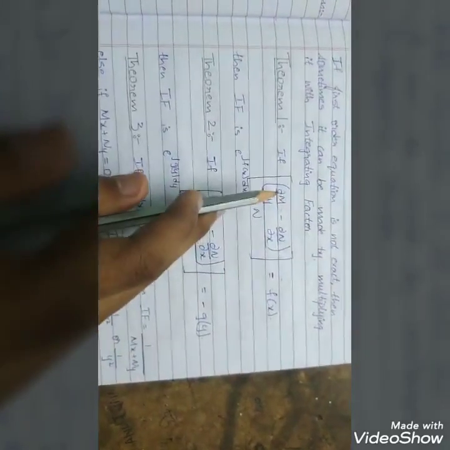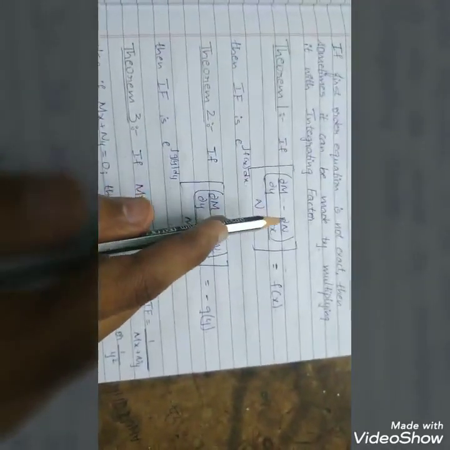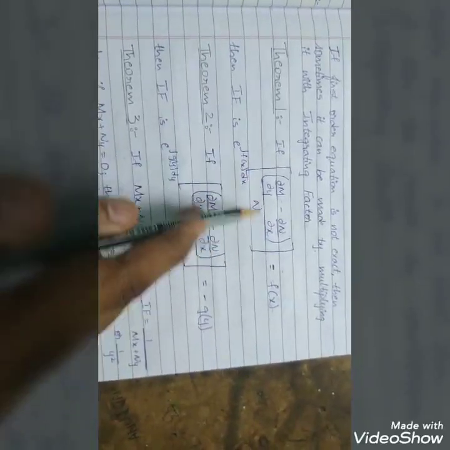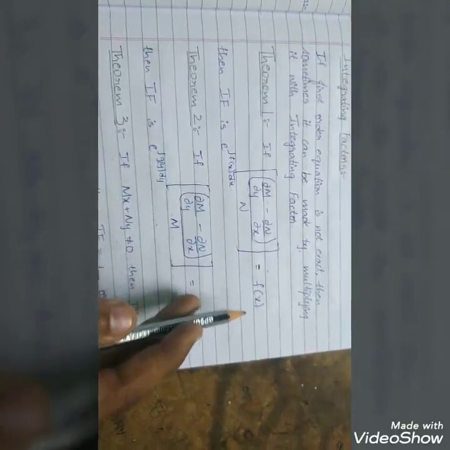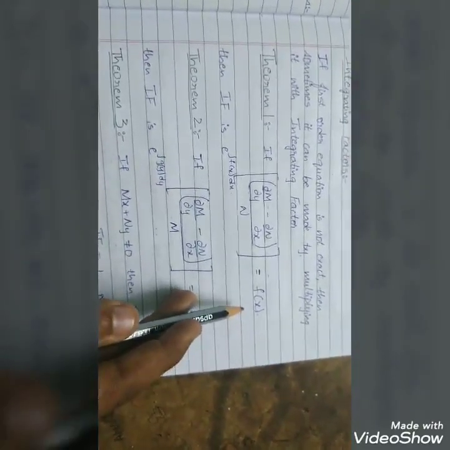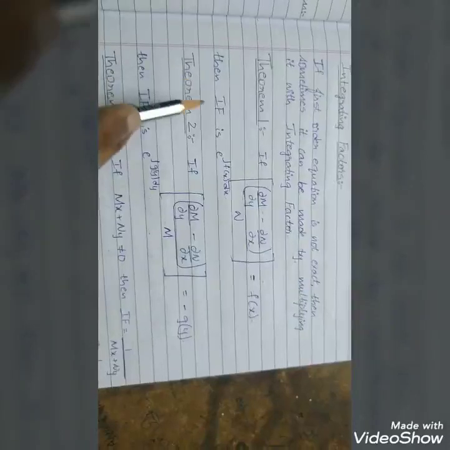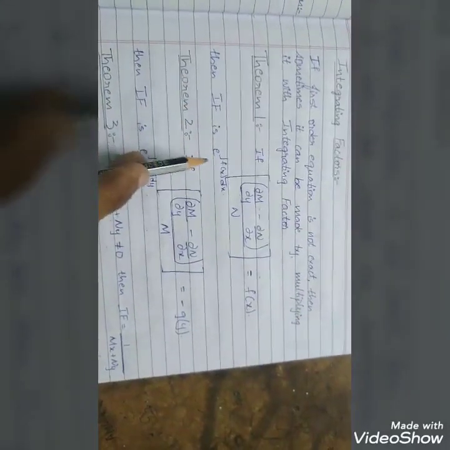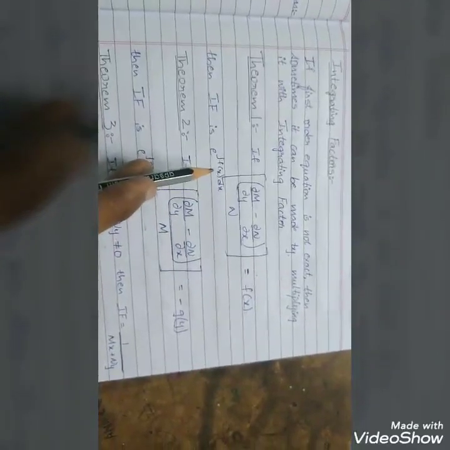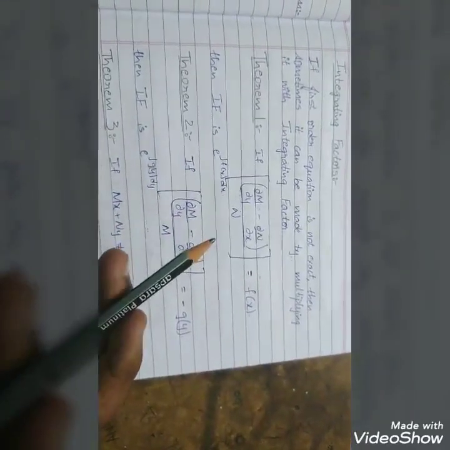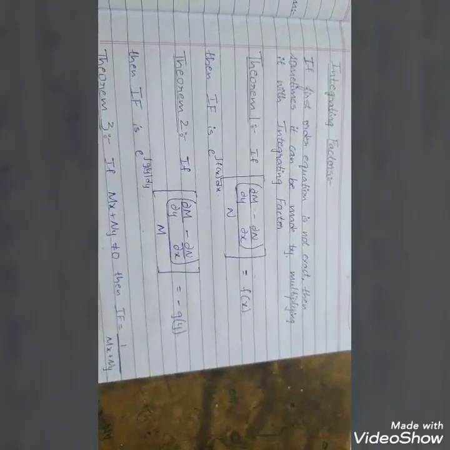Theorem 1. If (∂M/∂y − ∂N/∂x) divided by N represents a function with only and only x present in it, then the integrating factor is given by e power integral f(x) dx. This term must be multiplied with the given differential equation. This is theorem 1.